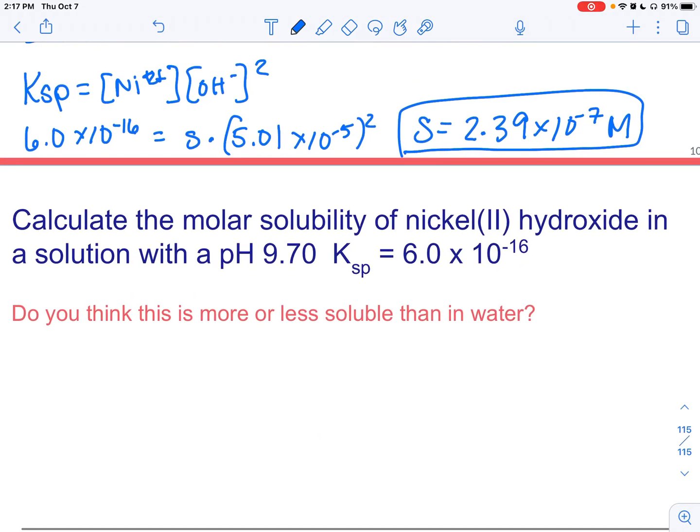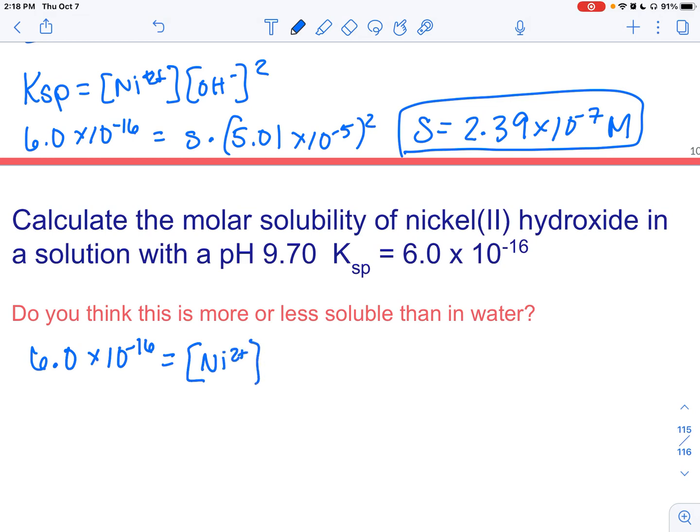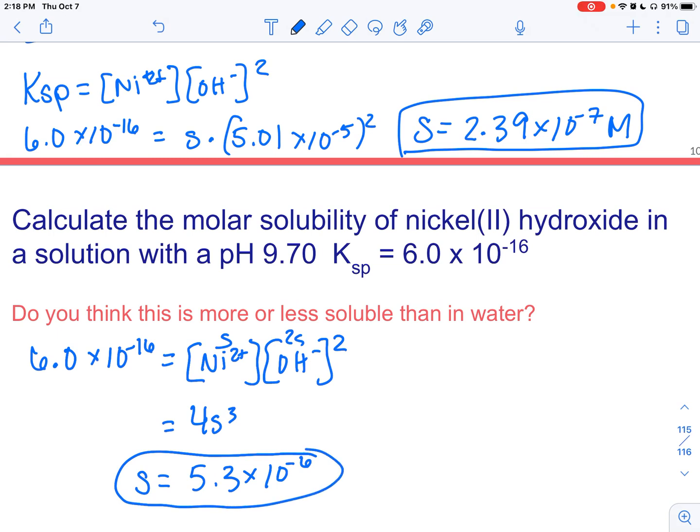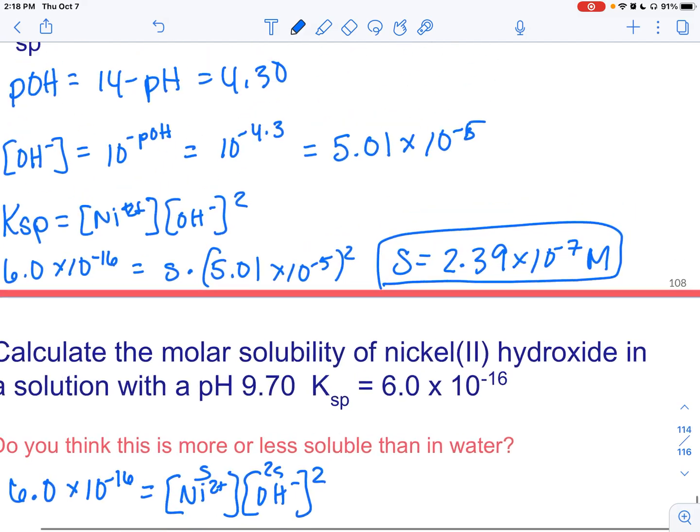Last little bit that you might see: do you think this is more or less soluble than it would be in water? Common sense, I think, with a common ion problem, we kind of already know it's going to be less soluble, but if you want, you can go ahead and do that out. If it was just a regular solubility problem, you would set the Ksp equal to this. And if there's no common ion, if it's just in regular water, it's going to be S and then 2S. So we're going to get 4S cubed, and S would be equal to this. So we know that this 10 to the negative 6 is going to be higher than 10 to the negative 7. So it is more soluble in regular water than it would be in our pH of 9.7.